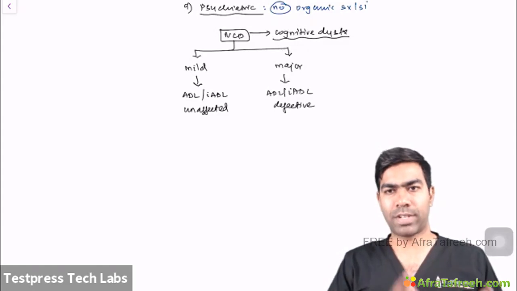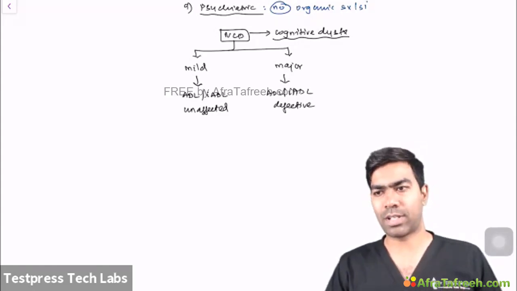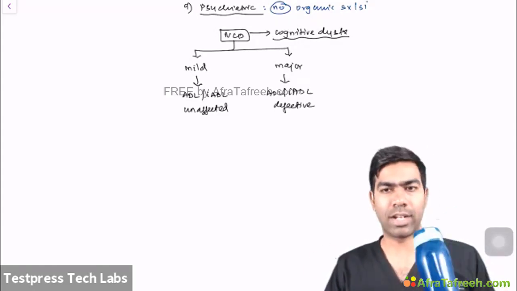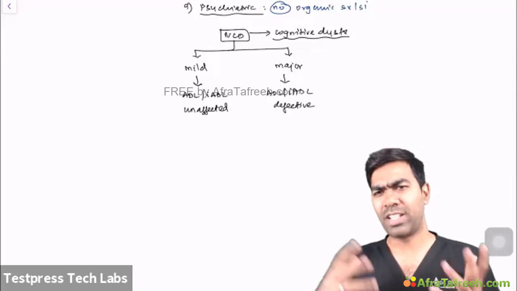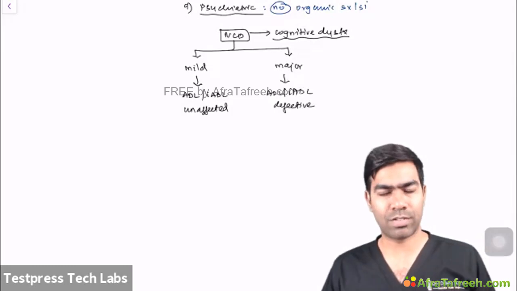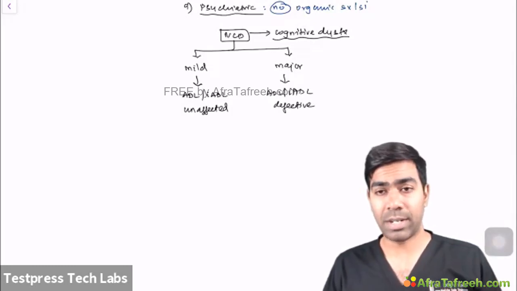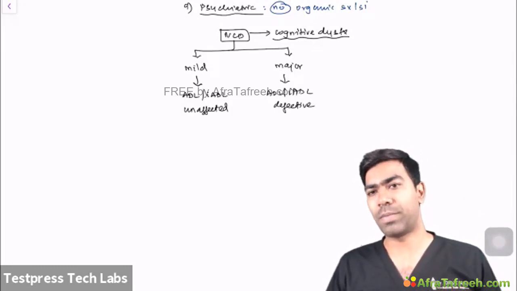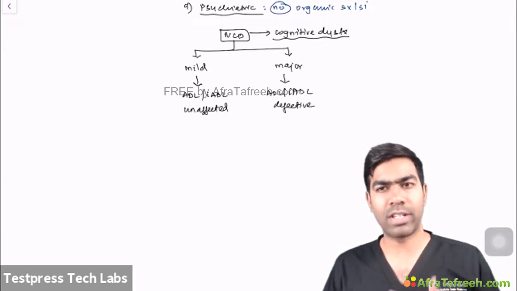Apraxia is a problem of executive function. For example, if I want to execute something, I want to take this and drink, I want to write, all these are executive functions. So I want to execute something in my life, and executive functions will be lost. Memory will be impaired, or patients may not be able to do their day-to-day activities. All these are cognitive dysfunction.